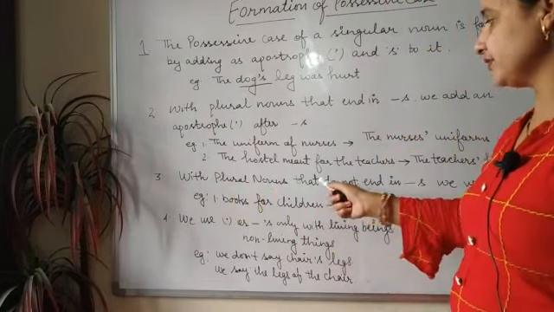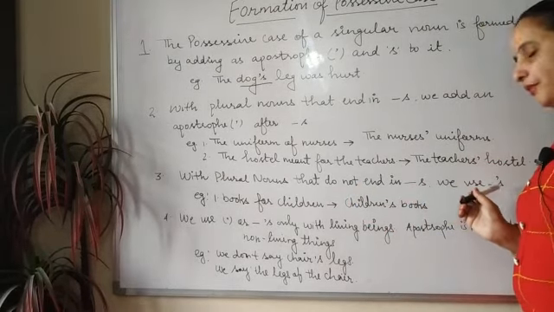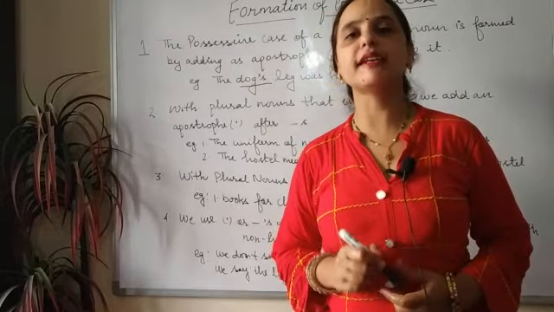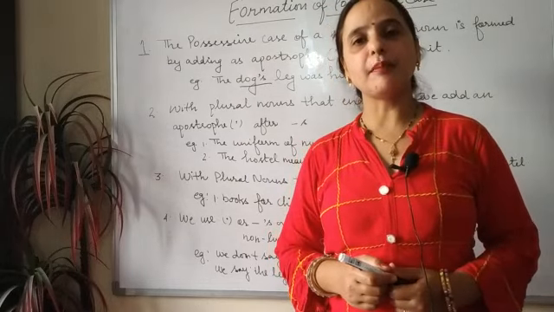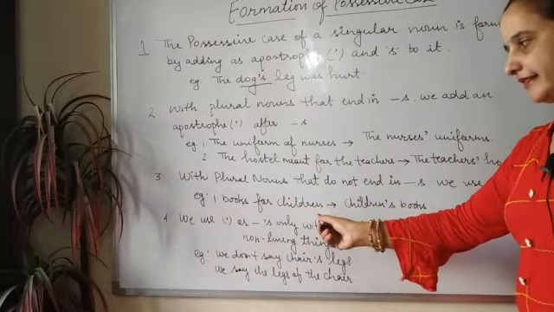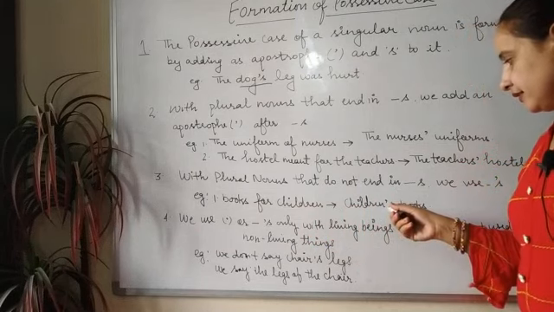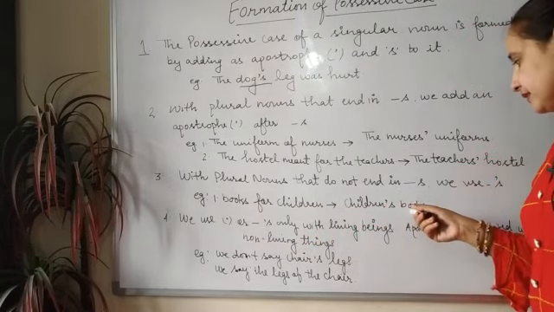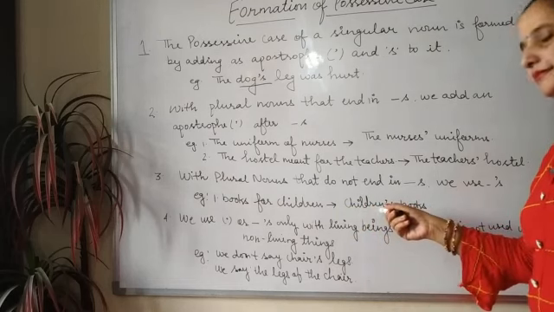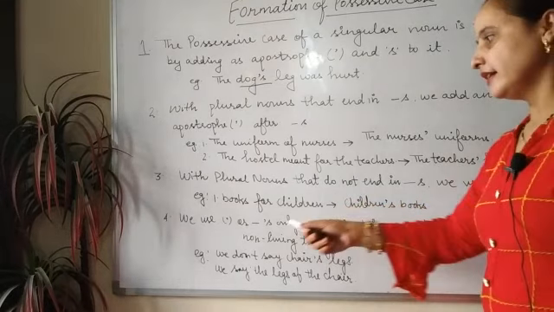Third one, with plural nouns that do not end with s, we use apostrophe s. For a plural noun which does not end with s, we use apostrophe s. In the example, you can see books for children. Children is the plural noun. When I make the children's books, so here see the possessive case of children. Children's, I put apostrophe s.